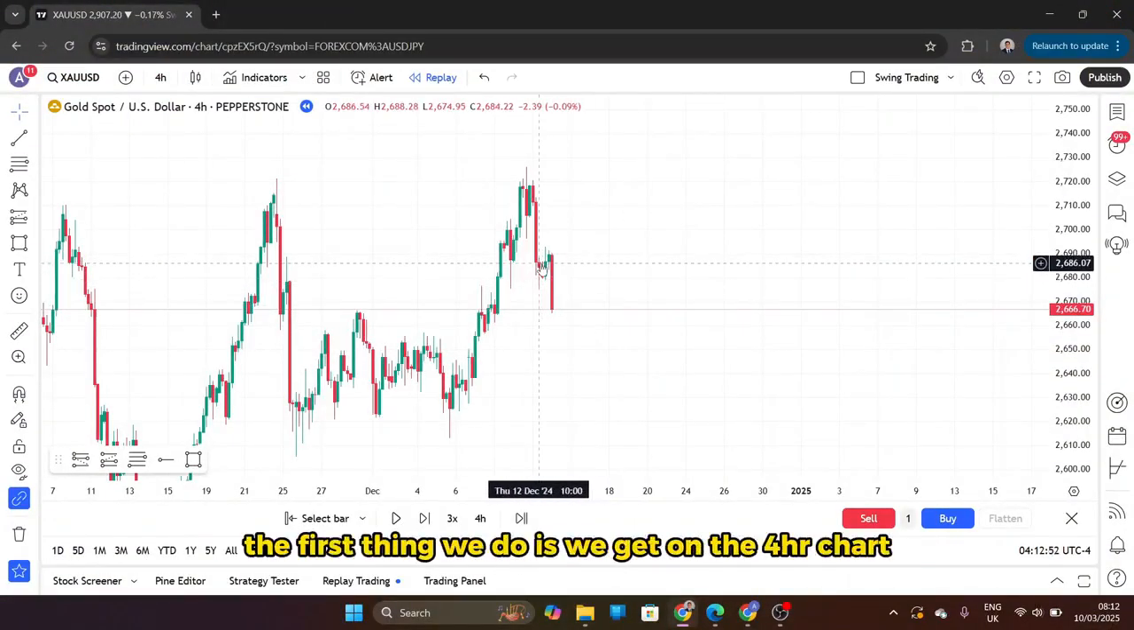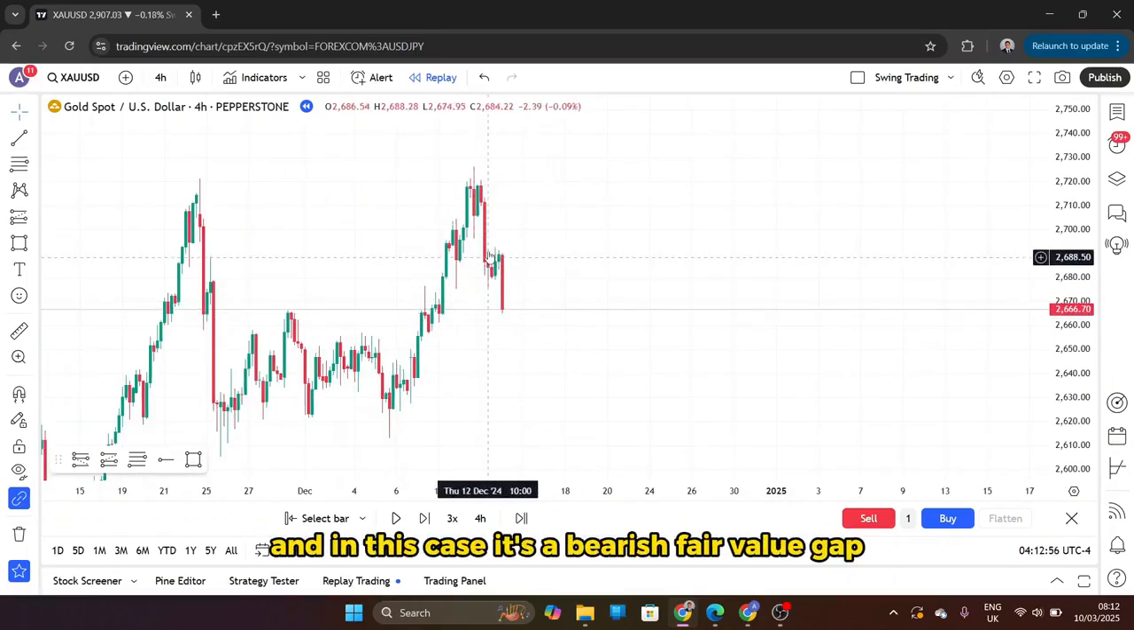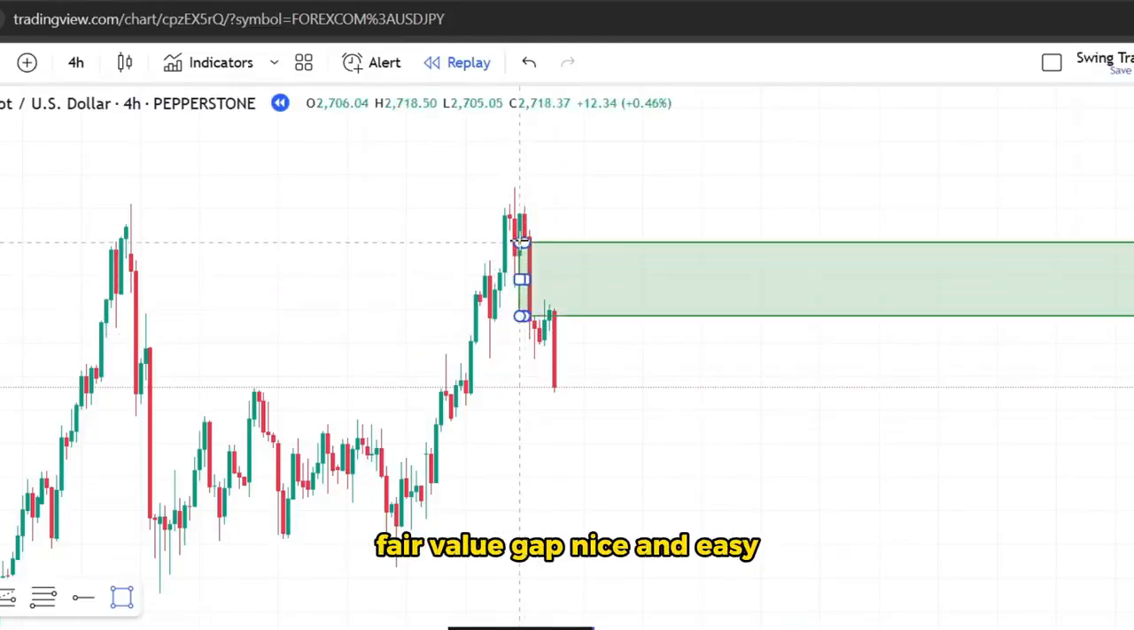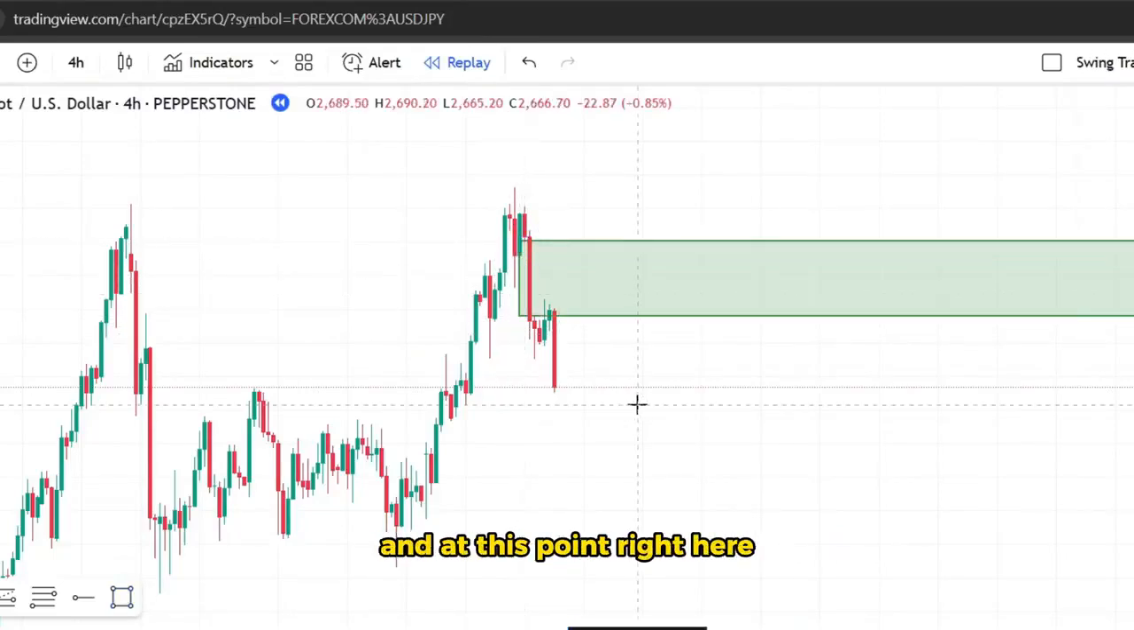Now, if you remember, the first step is we get on the 4 hour chart and we mark out our fair value gap, and in this case, it's a bearish fair value gap. So we're going to mark out the fair value gap, nice and easy. And at this point right here, you can get straight onto the 1 minute or 5 minute or whatever entry time frame.